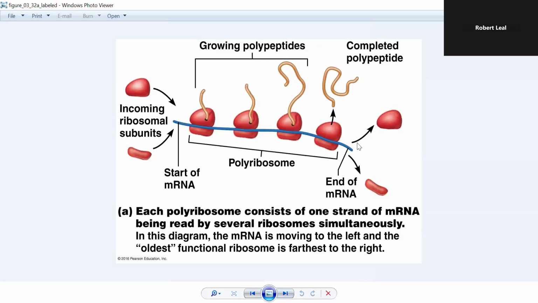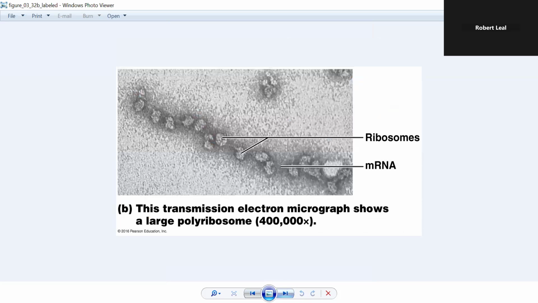When you get to the end of the message, the ribosome kicks off. There's two parts to the ribosome. You've got a large subunit on top, it's larger, and a smaller subunit that kicked off from the bottom. This is, again, an electron micrograph of the messenger RNA with ribosomes attached to it.